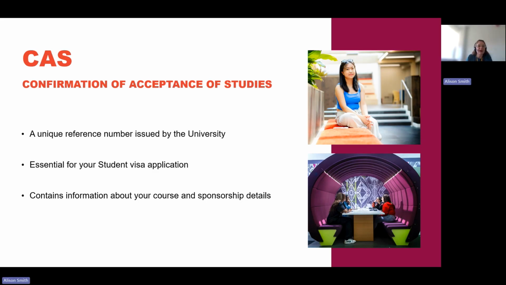So a little bit more there about what the CAS is. The CAS is your confirmation of acceptance of studies, and this contains a unique reference number that is actually issued by the UKVI. It comes through to the university and then we pass this on to you. You can't make a student visa application without this document and without that reference number that has been produced by the UKVI.